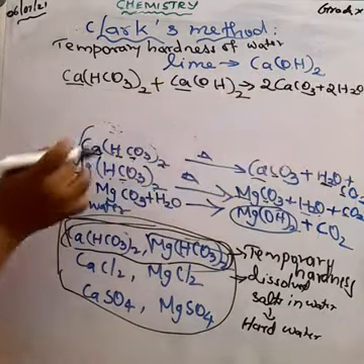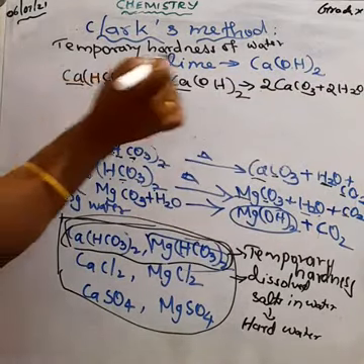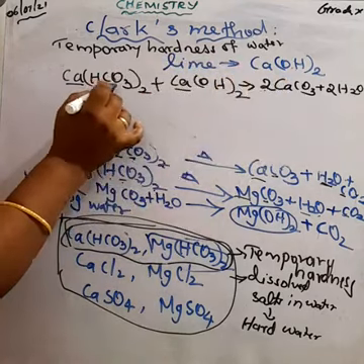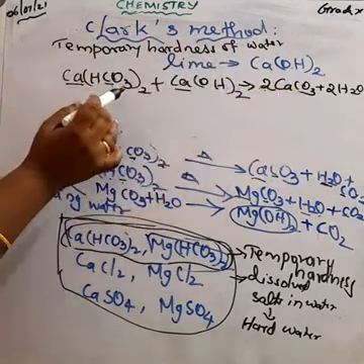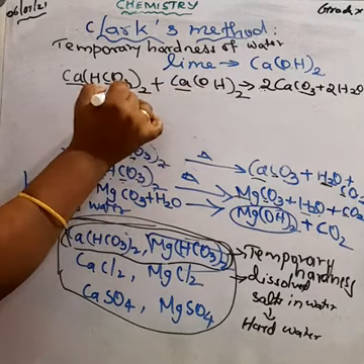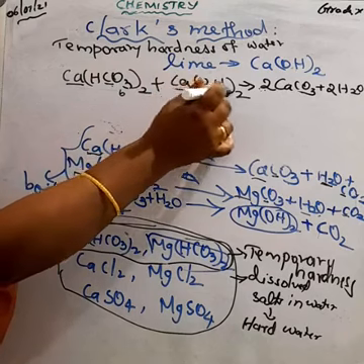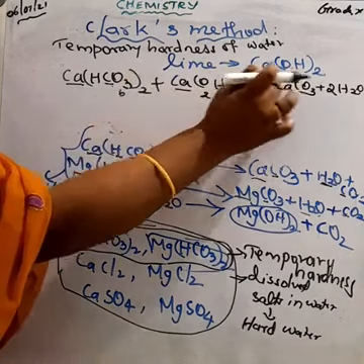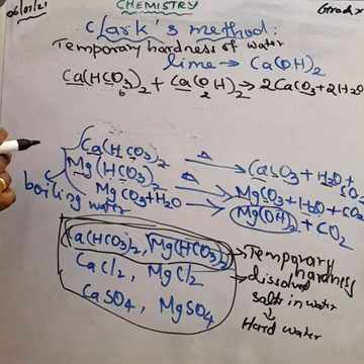Now hydrogen atoms are balanced. Carbon atoms: here 2 carbons, and here also 2 carbons. Oxygen: how many oxygen atoms are here? 3 twos are 6, and 6 plus 2, 8 oxygen atoms. Here also 2 threes are 6, 6 plus 2, 8 oxygen. Now the equation is balanced. And this is how the calcium bicarbonate is removed.